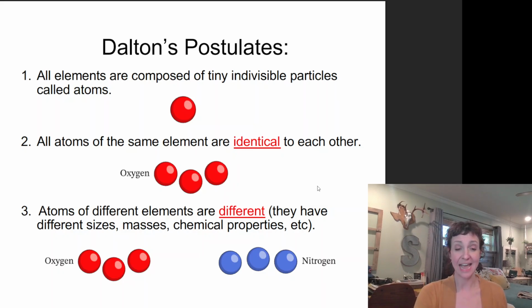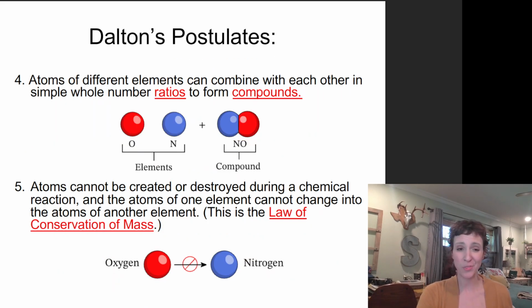Postulate number 3 says atoms of different elements are different. Oh, so oxygen atoms are going to look different than nitrogen atoms. This is looking good so far. I like it. Okay. The fourth one says atoms of different elements can combine with each other in simple whole number ratios to form compounds. So here he's actually like talking about chemistry. Like, hey, I can take this atom of this element and this atom of this element, and they can come together in some sort of ratio of however many of one to the other to create a compound.